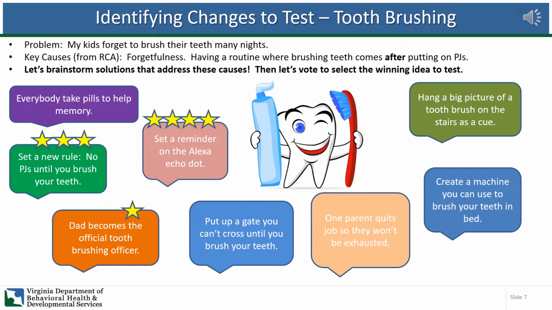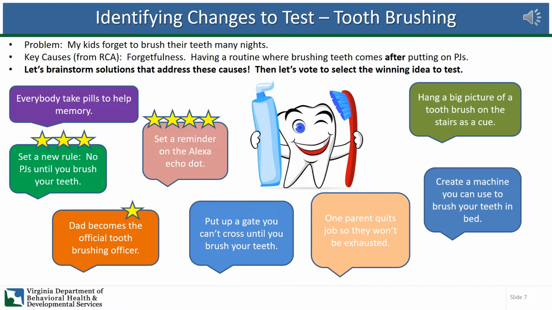So you can see in these thought bubbles the brainstorm solutions that our family came up with, including taking memory pills, having a big picture of a toothbrush on the stairs as a cue, creating a machine to brush your teeth in bed, one parent quitting their job so they won't be so tired and forgetful, putting up a gate that you can't cross until you brush your teeth, setting a reminder on the Echo Dot, Dad becoming the official toothbrush officer, and setting a new rule: no pajamas until you brush your teeth.